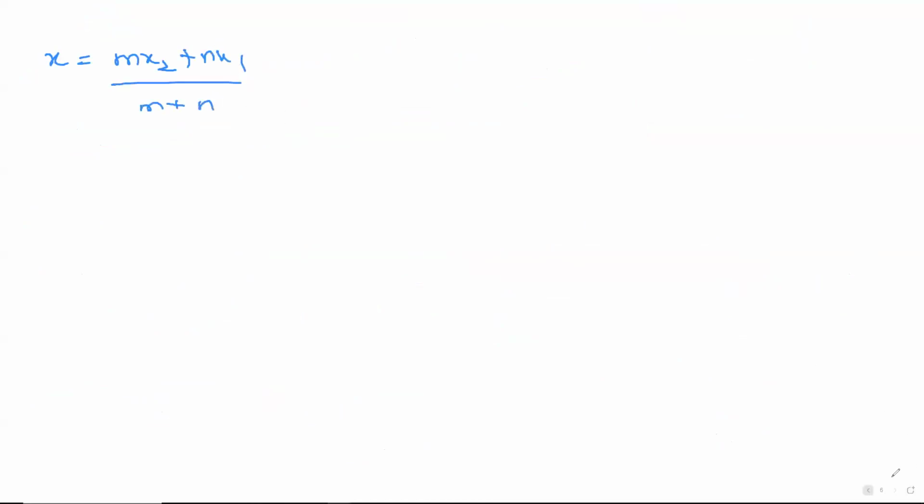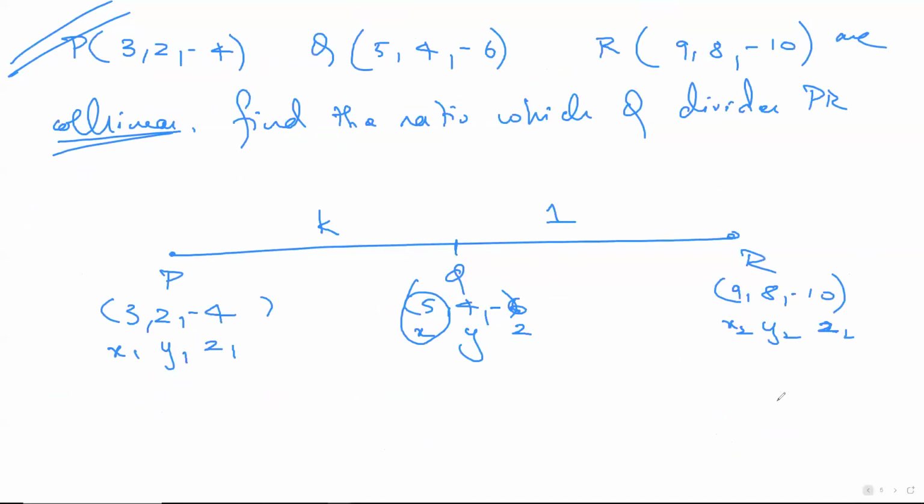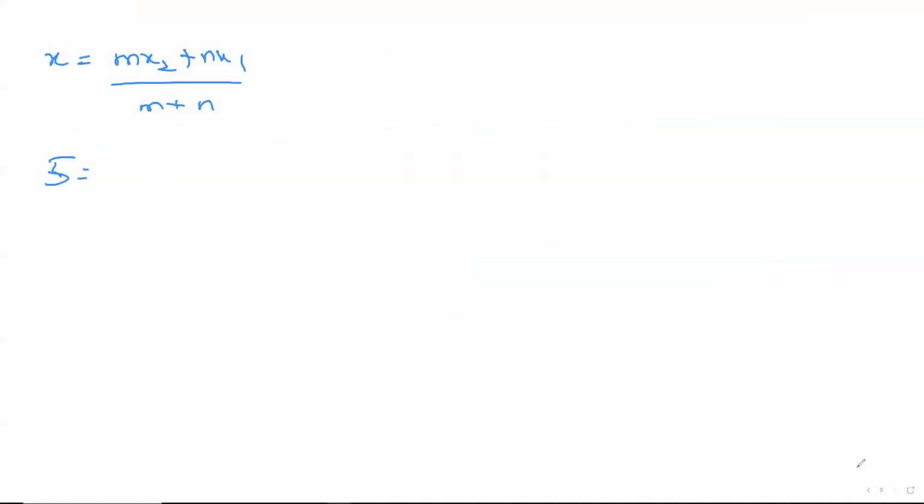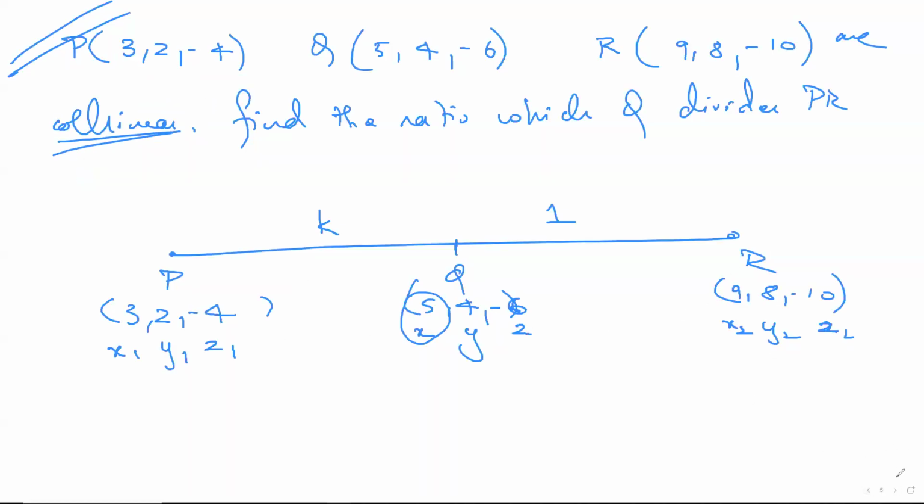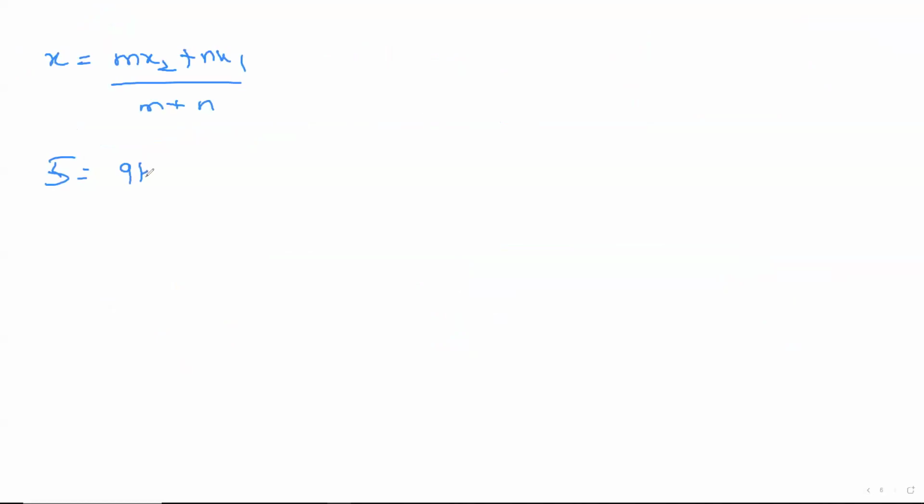I love the concepts here. In this question, X's value is 5. M's value is K, correct? I'll write K. X2's value is 9, so I'll write 9K, plus N's value is 1. X1's value is 3. Divided by M plus N, K plus 1. Getting it? Similarly, I'll do it for Y also.